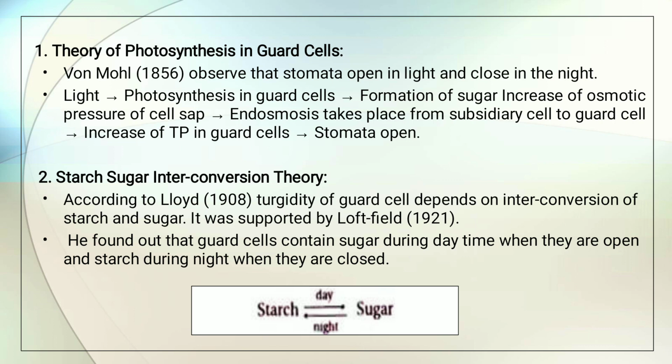Then several workers, such as Yin and Tung in the year 1948 and Stiebarts, criticized this theory and proposed that the conversion of starch into sugar is always insufficient to increase the osmotic pressure enough to cause turgidity in the guard cells. That is to say, the conversion of starch into sugar will not be very effective in sufficiently increasing the osmotic pressure.